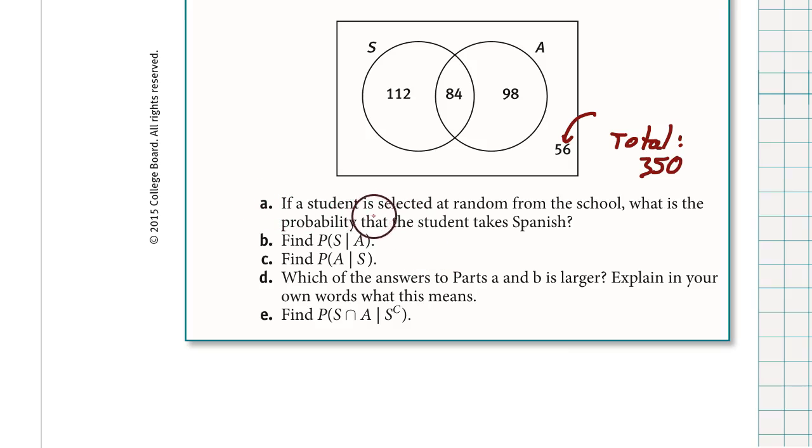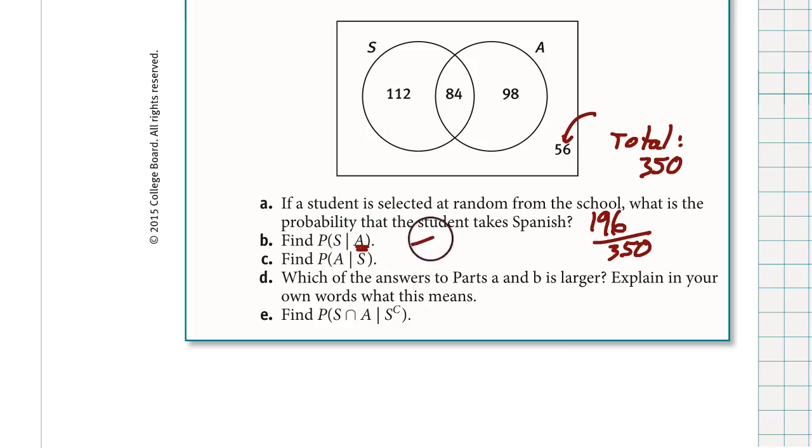Question A, if a student is selected at random, what's the probability the student has Spanish? So in the Spanish circle, we would add 112 plus 84, which is 196, and divide by the 350 students in the school. I'm going to pause the video for you to try the next ones. Here's the answer.